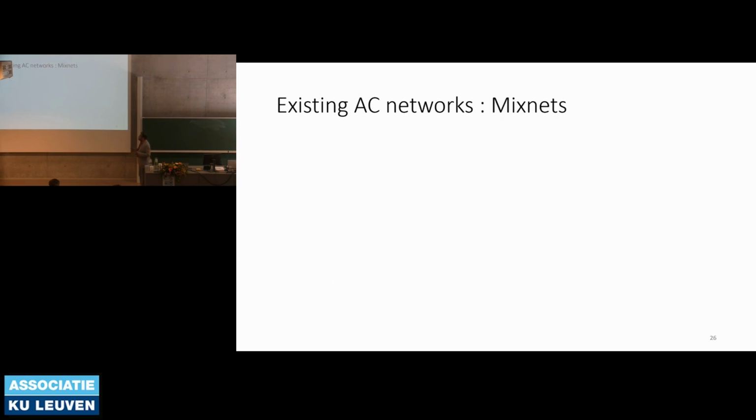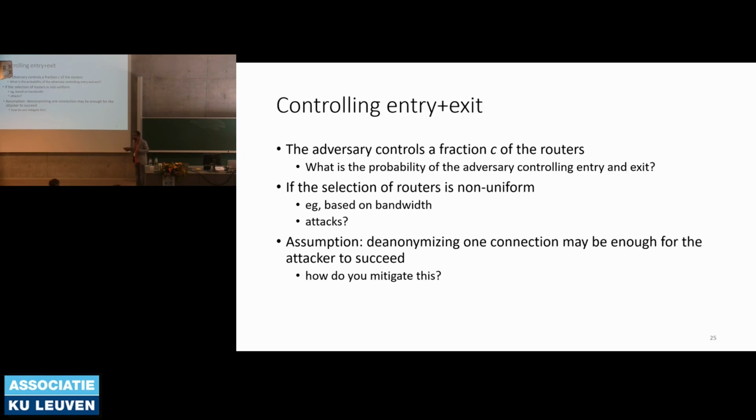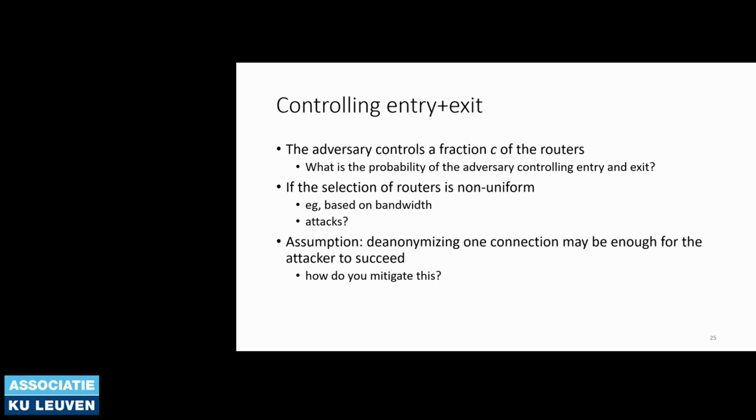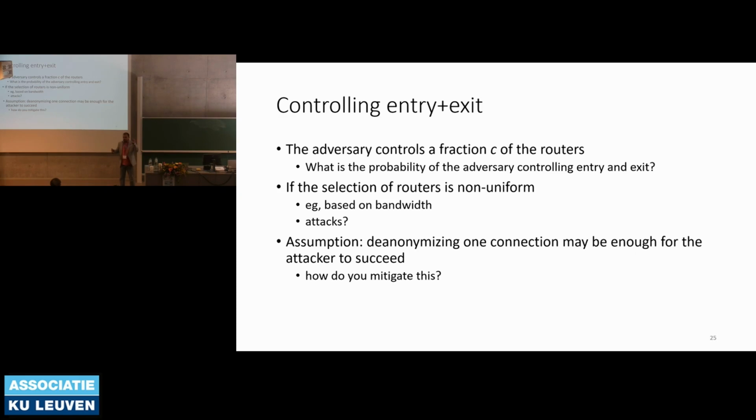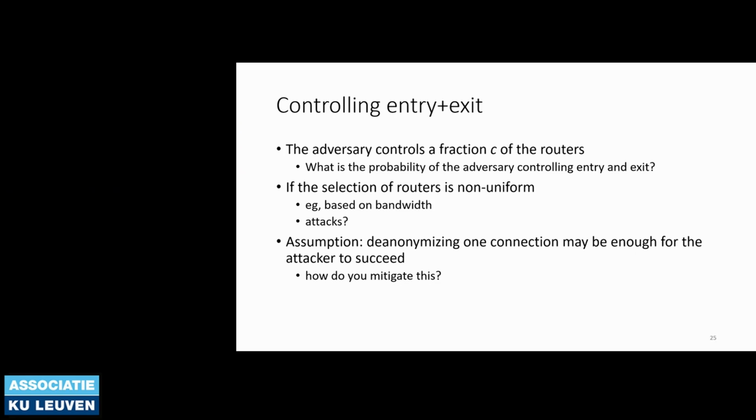And sometimes even de-anonymizing one connection is enough. Suppose you are talking to Bob for a long time and you switch circuits multiple times. As long as you can de-anonymize one of them, you can say, okay, all these communications are somehow related. So all of them are between these two.